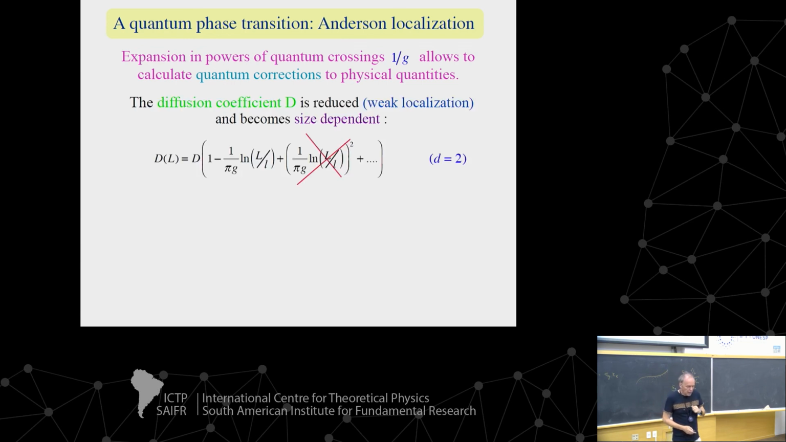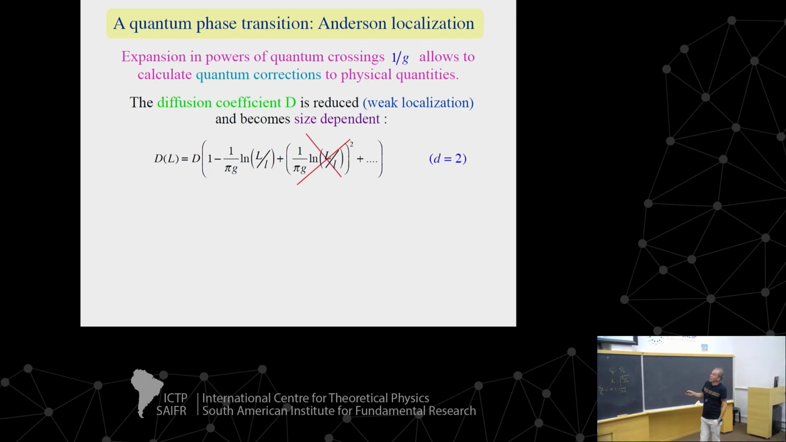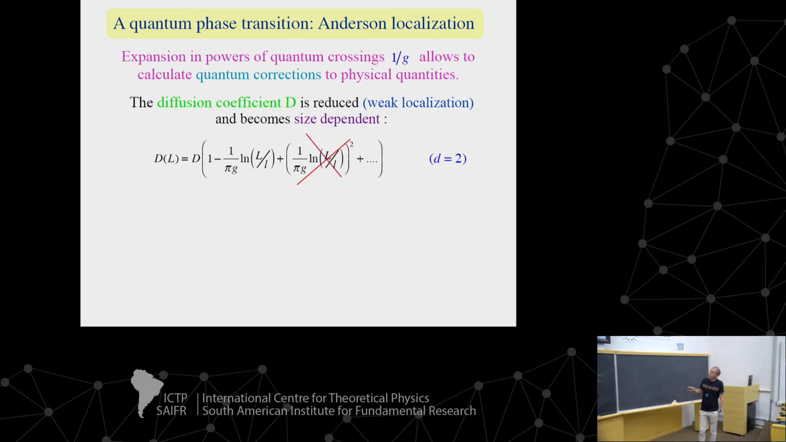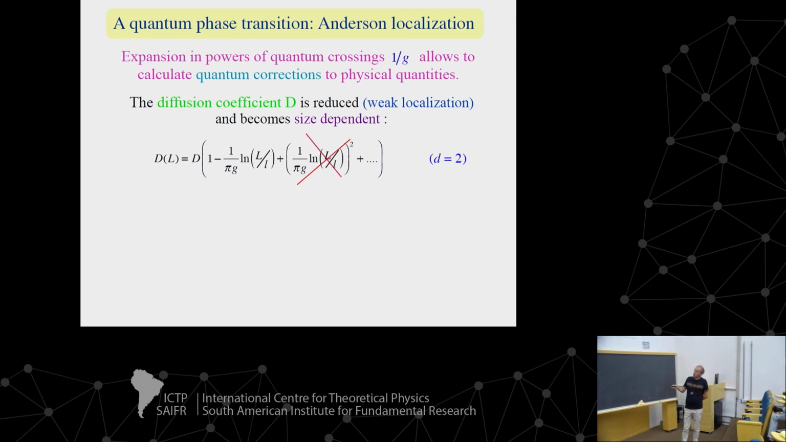Okay? And we can calculate quantum corrections to all physical quantities that we wish. So here is the expression of the diffusion coefficient, which is a physical quantity, when I sum up those quantum corrections. Okay? So this is an expansion in 1 over g, and you see that to lowest order we just have a constant diffusion coefficient, as we said. The first correction is indeed proportional to 1 over g, and this is the result of the calculation in 2 dimensions.